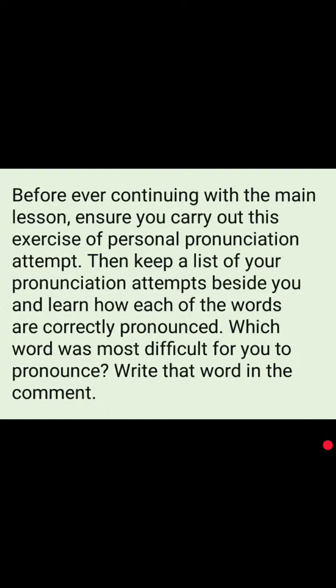We continue. Before continuing with the main lesson, ensure you carry out this exercise of personal pronunciation attempt. Then keep a list of your pronunciation attempts beside you and learn how each of the words is correctly pronounced.